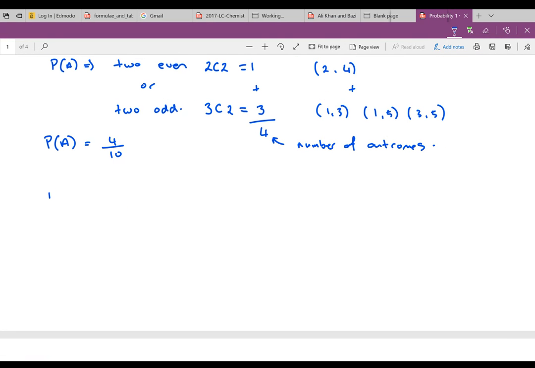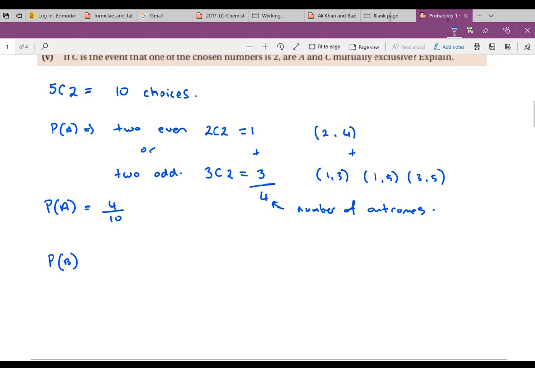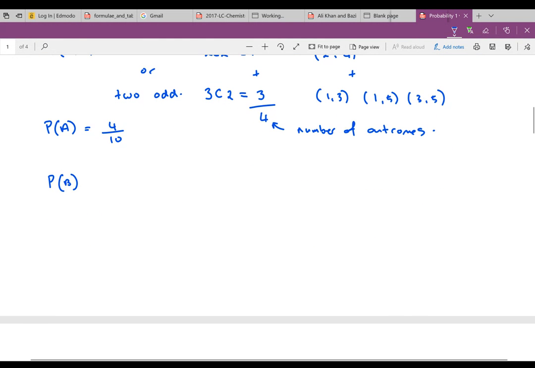The probability then of B. Okay, so the probability of B would be to get an odd number. And the only option to get an odd number is to have 1 even number plus 1 odd number. Okay, I have to have an even number added to an odd number. So again, I have 2 choices of doing this.